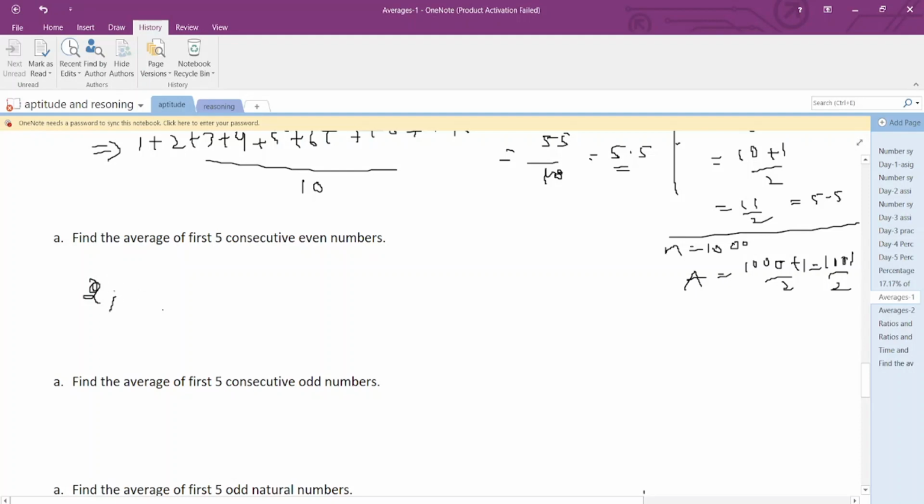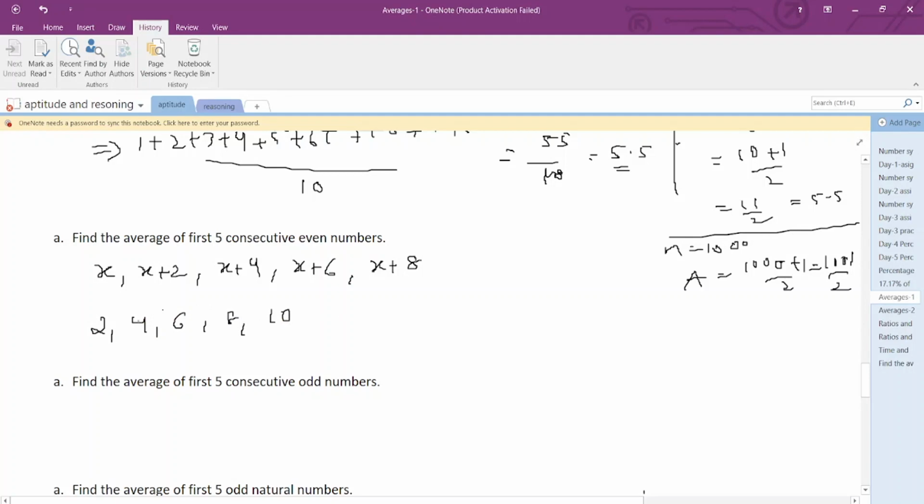okay, or else, if we don't know, let's suppose the first number is x. What will the next consecutive number be? x plus 2, next x plus 4, next x plus 6, next x plus 8. So these are the first 5 consecutive even numbers, right? Now you can take the even number starting with 2, so you can take 2, okay? If you substitute 2 in place of x, you will get the first 5 consecutive even numbers.